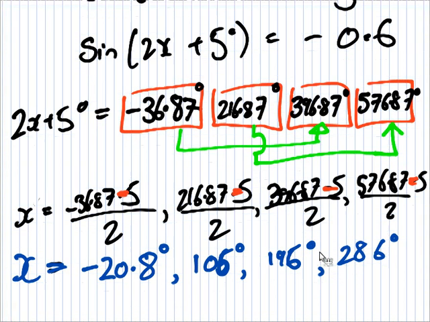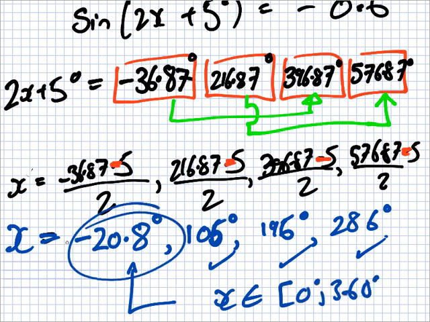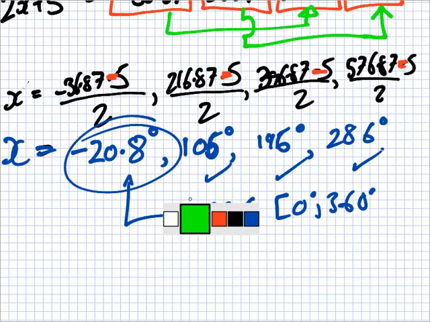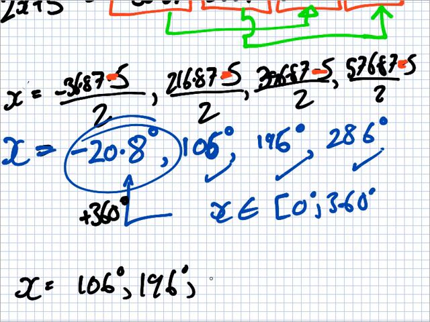Yeah. Now, these answers are okay, but what's the problem with this answer? Well, I said in the question x should be between 0 and 360. So you need to fix this one. And how do we fix an answer? We fix an answer by adding or subtracting 360 to it to bring it within the desired domain for x. So we'll have 106, 196, 286, and then this last one here, what's that going to be?